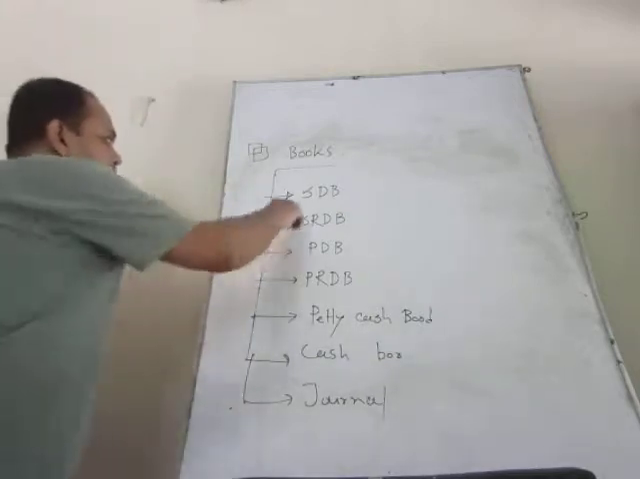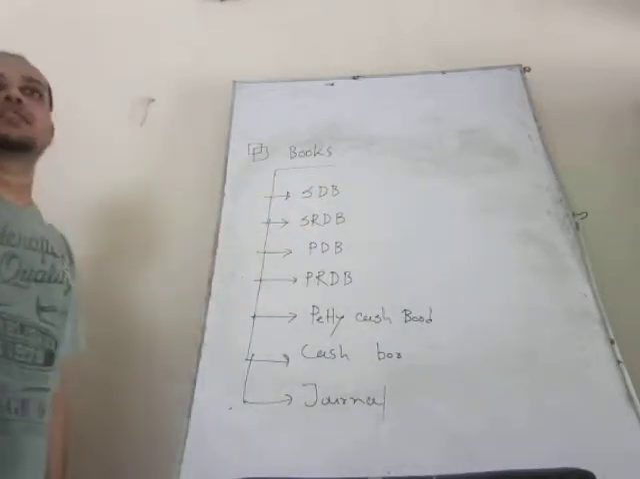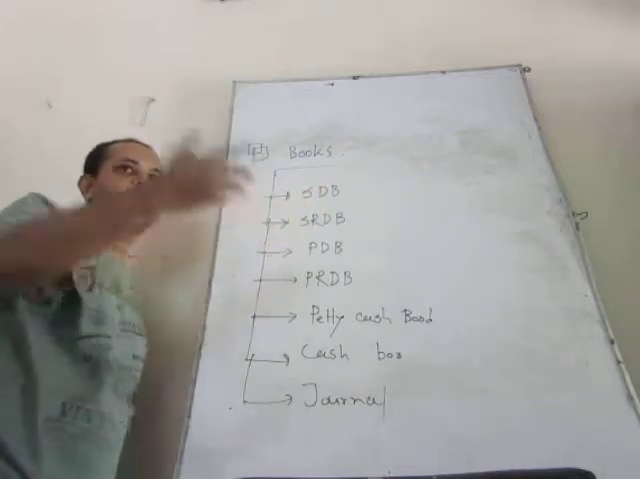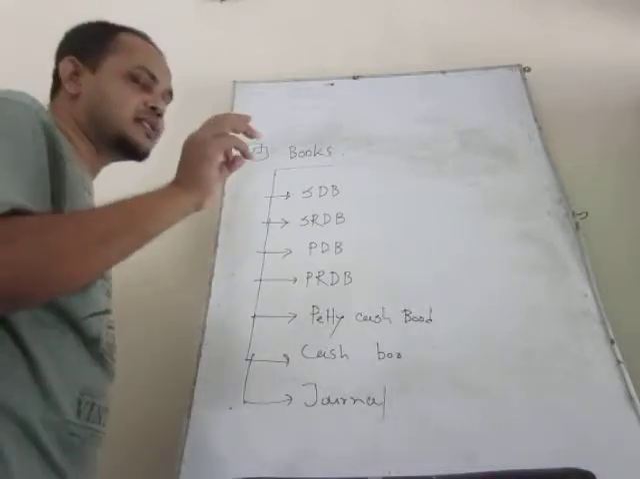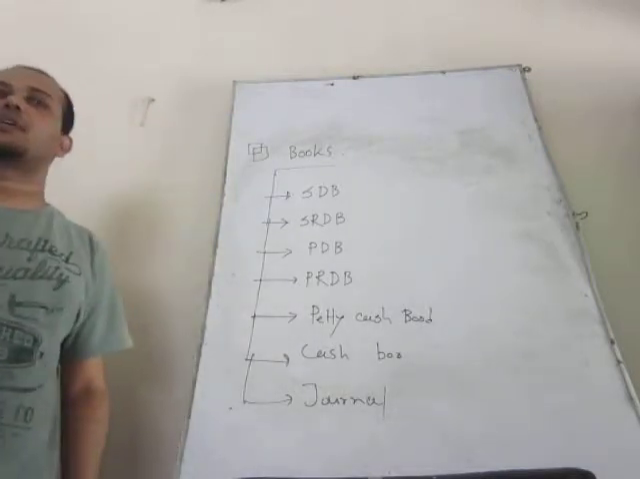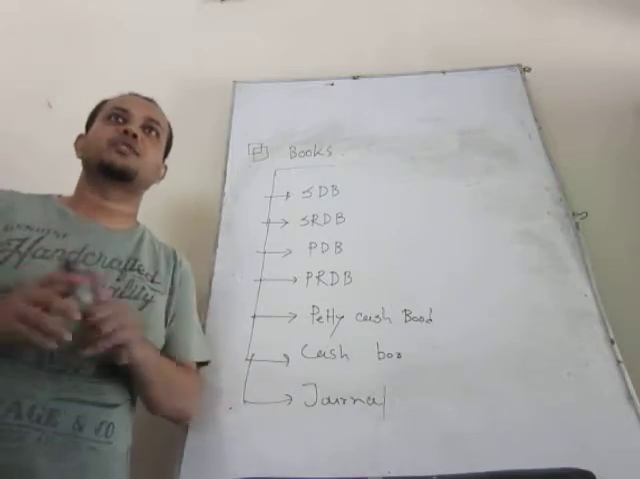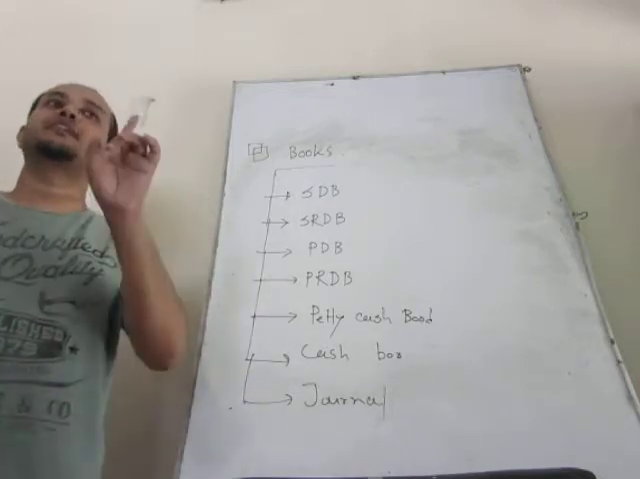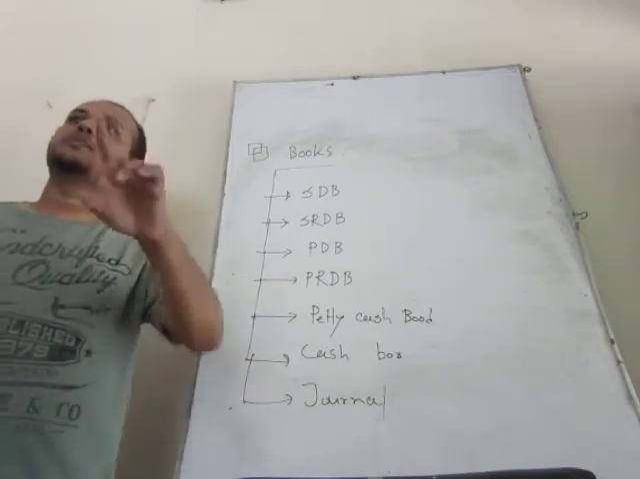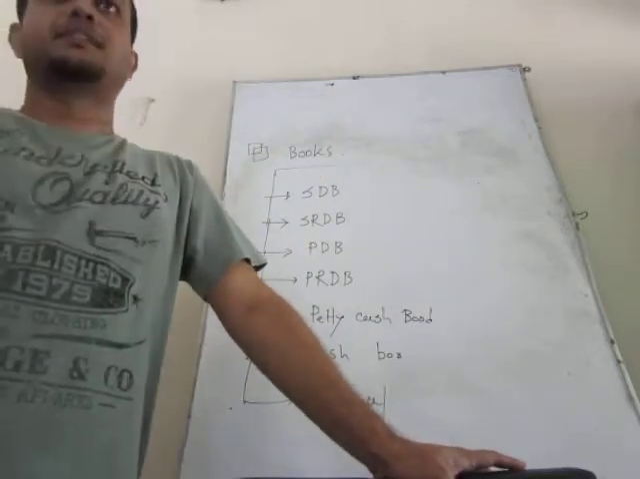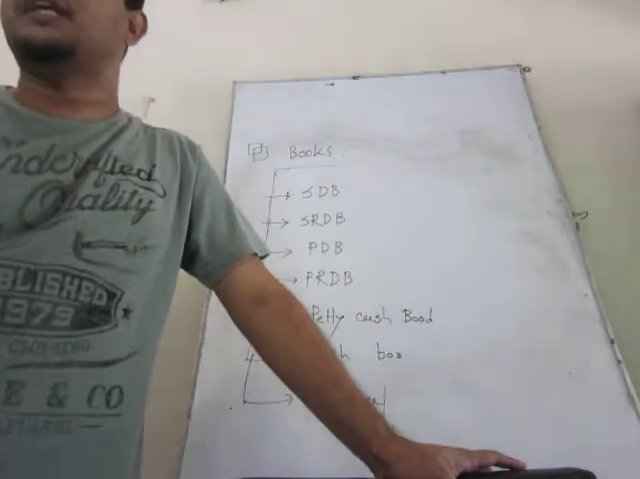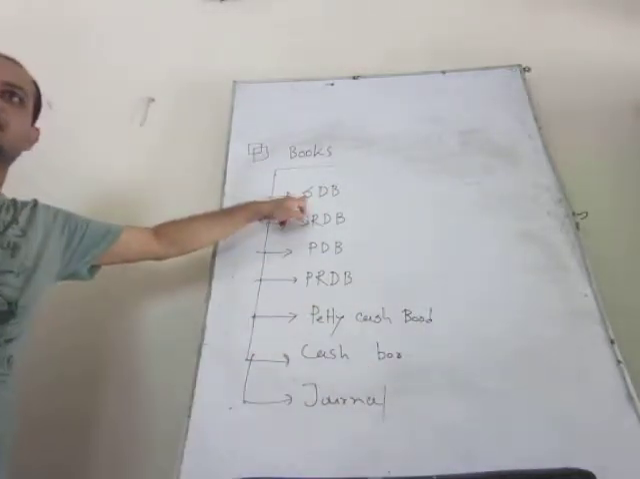So what do we mean by SDB and what are the different types of transactions that we are going to record in SDB, in a business organization? SDB means sales day book. In the sales day book, the business organization records all kinds of credit sales. Credit, not cash. Credit sales committed by the business organization. Any kinds of credit sale is recorded in the sales day book.